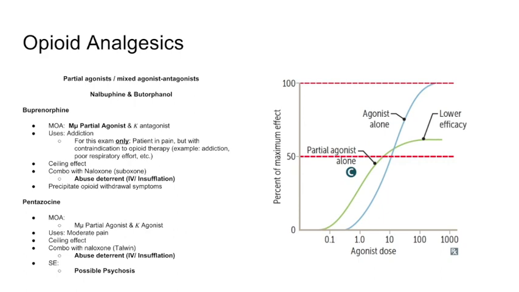But in the end, we are going to look at these 2 drugs here. So the first one is buprenorphine, which you may know as Suboxone. For this exam, I want you to know that it is a partial agonist at the mu opioid receptor, and it also is a kappa antagonist. But it's used only for addiction.